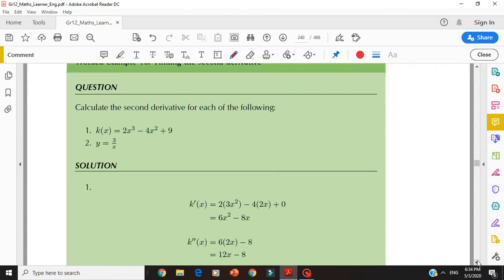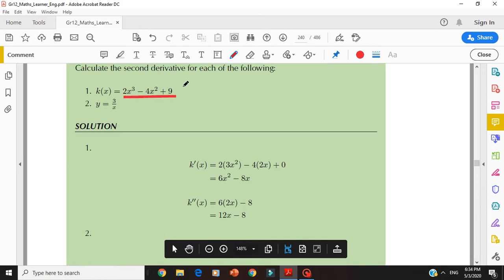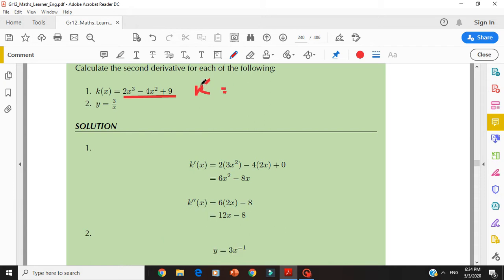Okay, so let's find some double derivatives. We're going to tackle them here. Let's look at question 1. Pretty simple, straightforward, no division or multiplication. So if I want to get k prime, it gives me 2 times 3 is 6x squared, which is 3 minus 1, that's how you get the squared, minus 8x to the power 1, because 2 minus 1, and the derivative of any constant is 0.